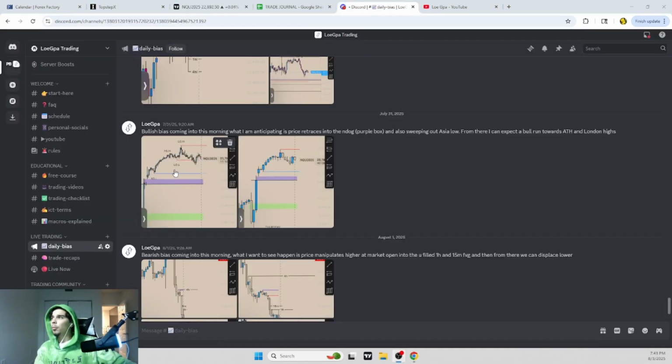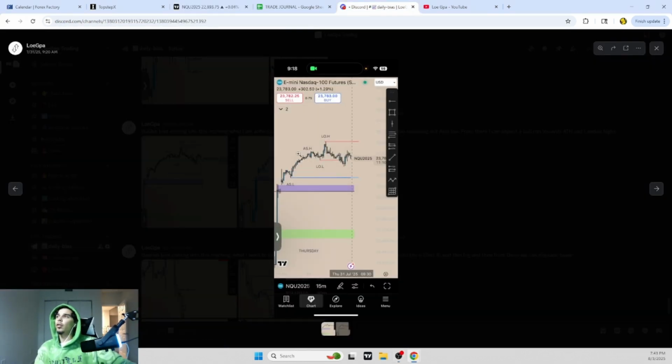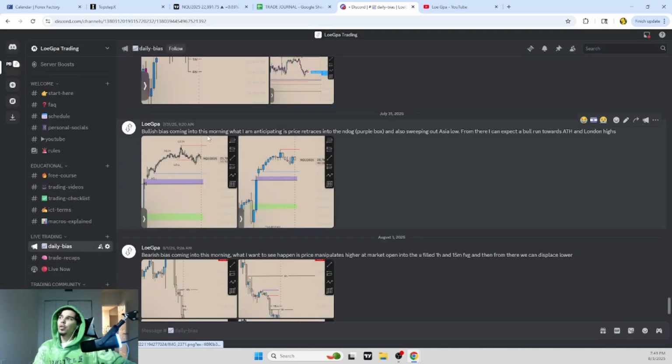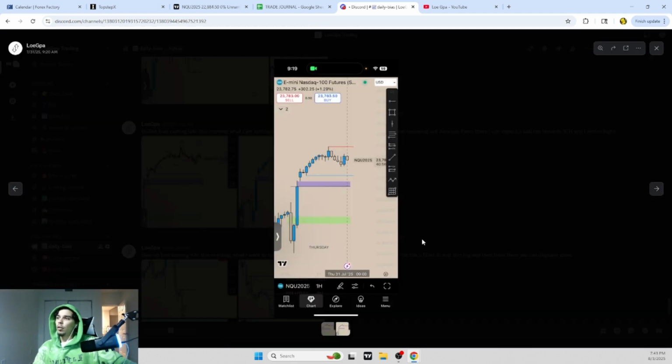All right, so again, moving on over to Thursday, starting off with our bias. What was our bias? Bullish bias coming into this morning. What I'm anticipating is price retraces into the NWOG, the purple box, also sweeping out Asia low. From there, I can expect a bull run towards all-time highs and London highs. So this is what the 1 hour chart looked like, right? Price was right here, essentially accumulating. What I wanted to see is manipulation lower, fill this NDOG, which is a new day opening gap, and then reject towards this red line, which is all-time highs and London highs.